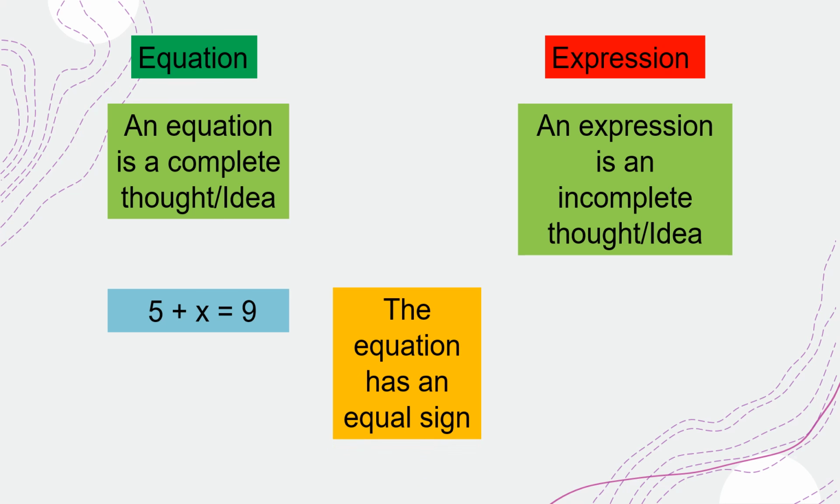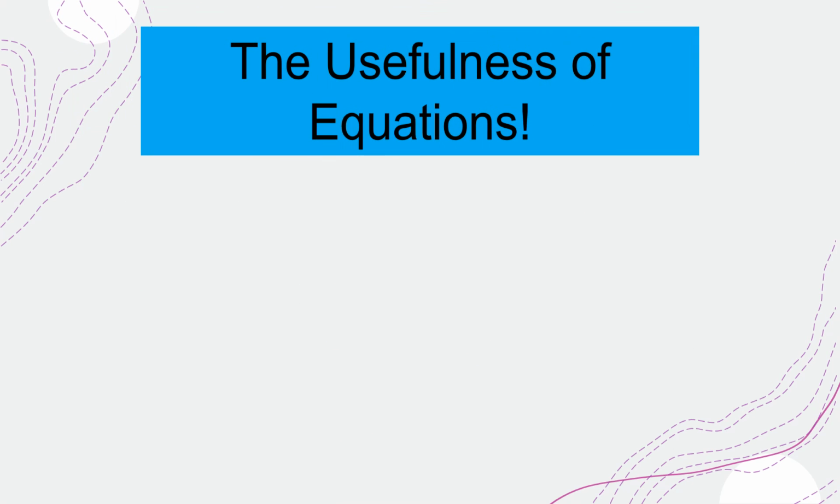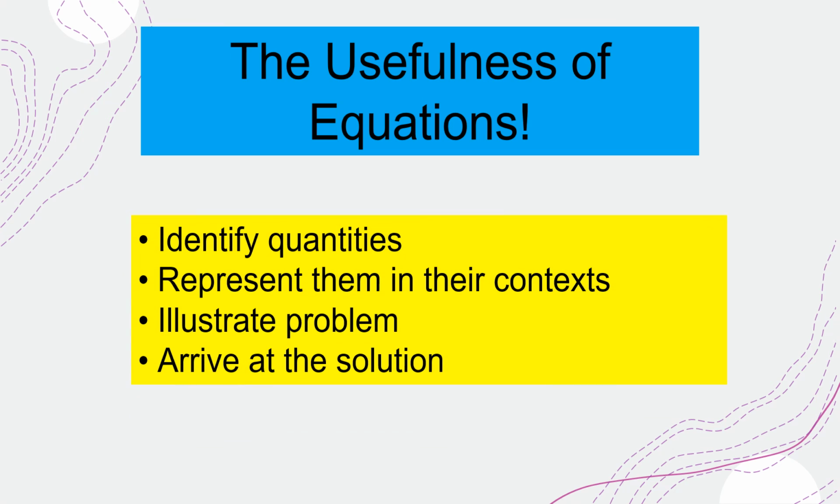We then use the idea of an equation to show quantities and their relationships when we express them in worded problems. In illustrating a worded problem by way of an equation, the first thing to do after reading and understanding the problem is to identify the quantities and the contexts in which they are stated. Once that is done, we are able to illustrate and eventually solve problems.